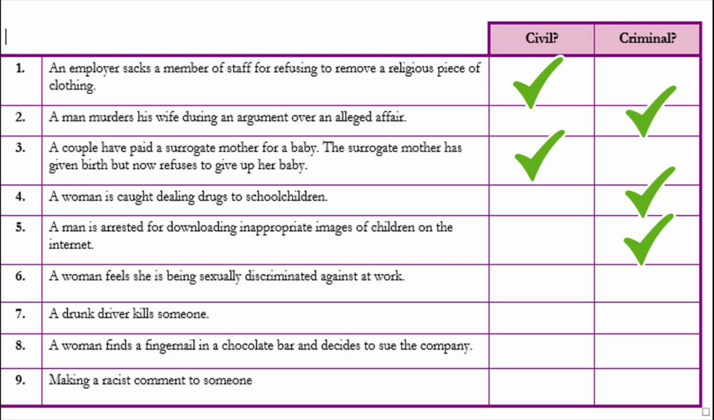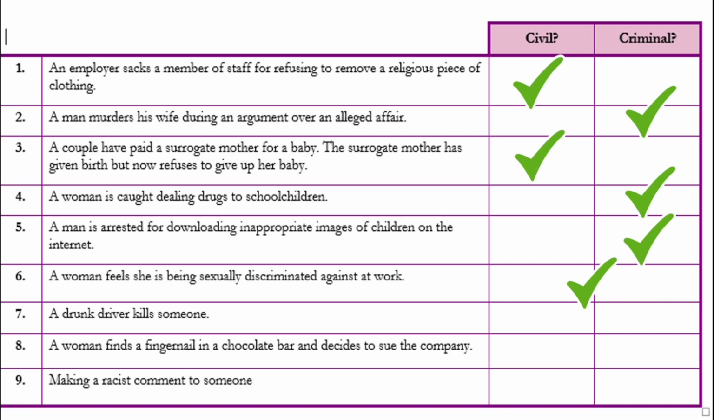For scenario number 6, where a woman feels she is being sexually discriminated at work, it's a bit more complicated, so I've put the tick in the middle. And the reason why is because sexual harassment is not actually a criminal offence in its own right. Under the Equality Act, it covers sexual harassment in the workplace, but as a civil dispute. Lawyers must look to other pieces of legislation, not the Equality Act, to fight a criminal case when it comes to sexual harassment or discrimination.